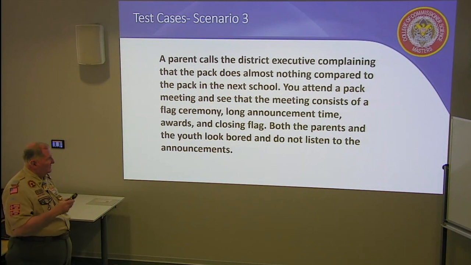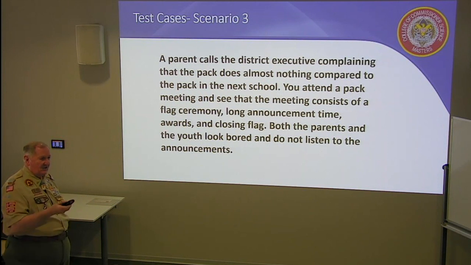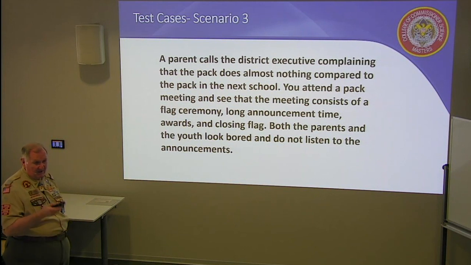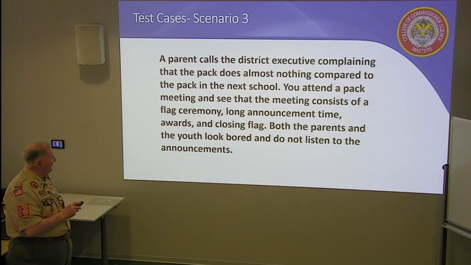And so again, I can't emphasize enough that as unit commissioners, you meet with the key three. That means the Cub Master, the committee chairman, and the COR again meet. And who did they get the call from?